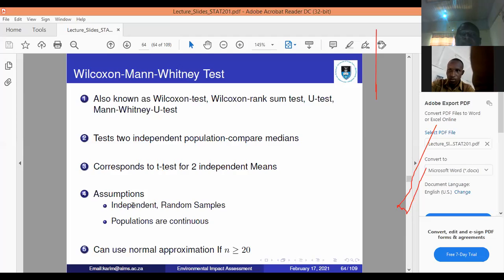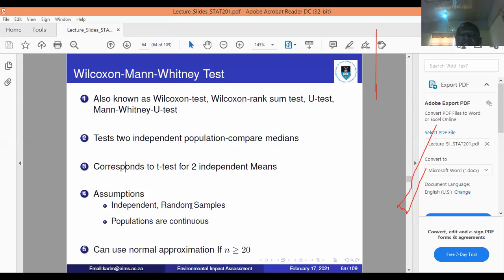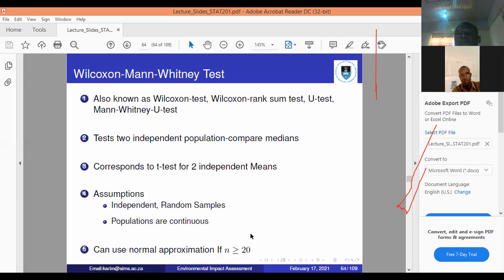Okay, so here the assumptions are that the two samples are independent and they are random samples. And we are assuming that the populations are continuous. Whenever n is greater than 20, in this case, we can approximate the data to a normal distribution.